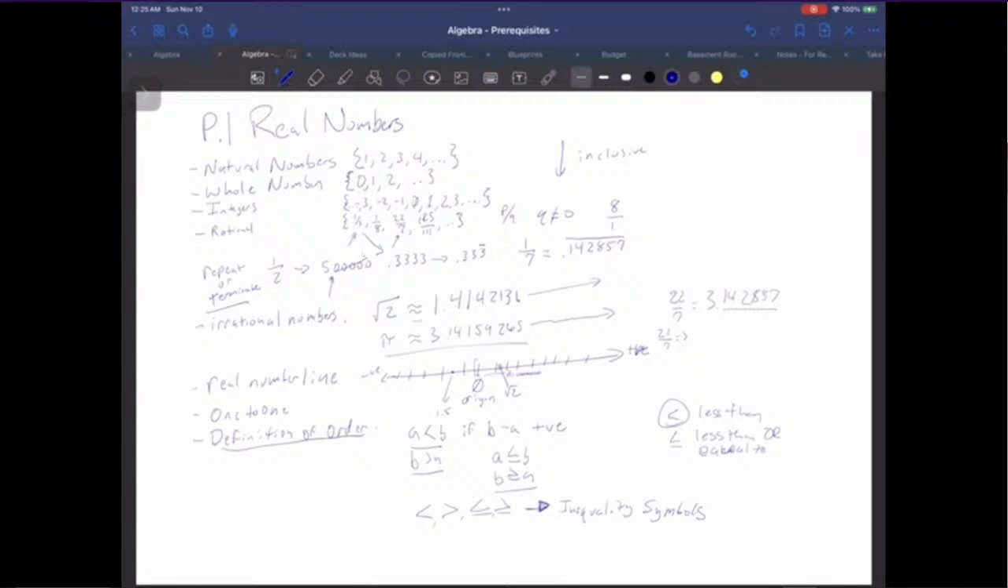Geometrically, meaning visually, this definition implies that A is less than B if and only if A lies to the left of B on the real number line. So let's take a look at that.